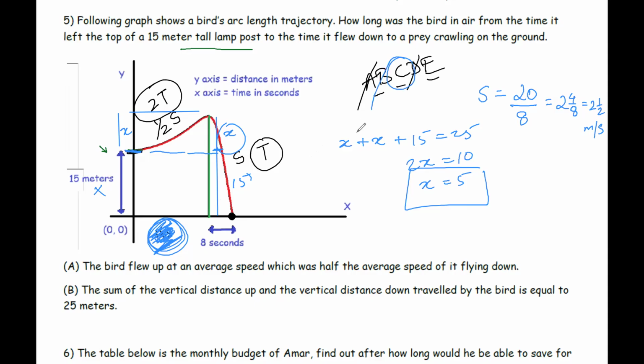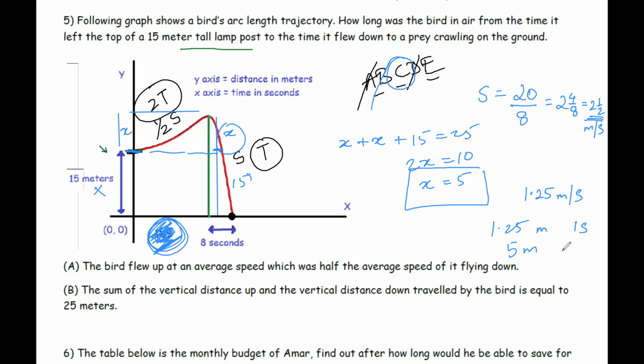But now when we take both the statements together, from the B statement we got 2.5 meters per second. And we know from the first statement that the bird flew up at a speed which is half of 2.5, which is 1.25 meters per second. So using that, 1.25 meters in 1 second, therefore 5 meters, that the bird flew vertically up. I mean, the vertical distance covered by the bird.